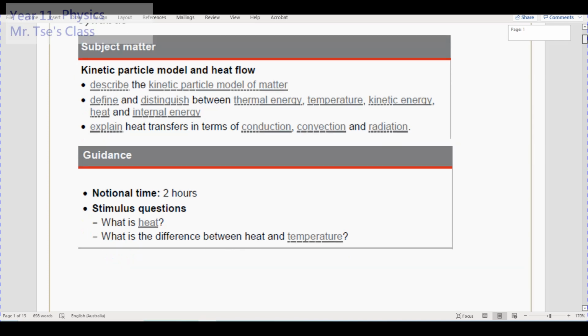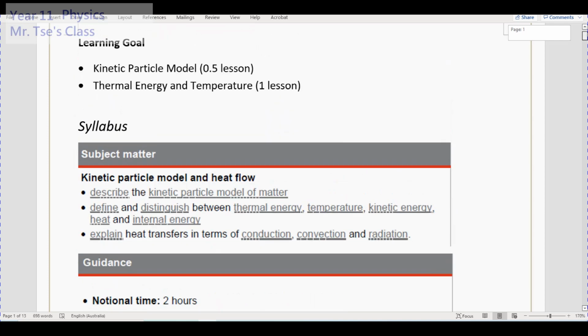Okay, so for each handout, there will be a syllabus. That's how things were set in the syllabus. So for example, kinetic particle model and heat flow. First we need to describe the kinetic particle model of matter, and you need to distinguish a few terms. Some of the terms we will see in this lesson.